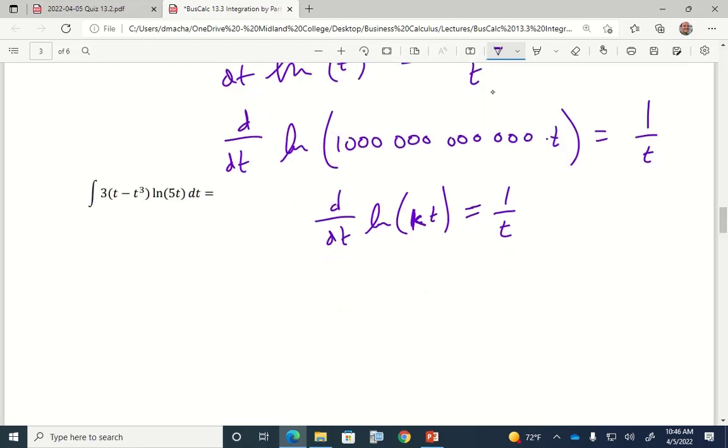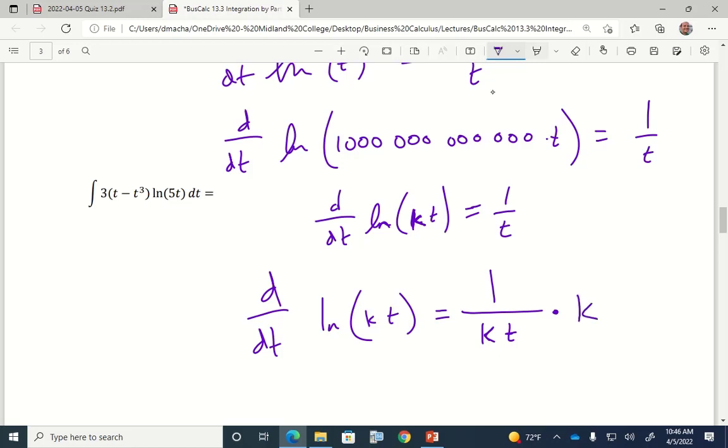Again, the reason this works is the chain rule. If I'm taking the derivative of natural log of some number k times t, the derivative of natural log is 1 over whatever goes inside the natural log, so it should be 1 over kt. But then the chain rule says I have to multiply by the derivative of my inside function. If my inside function is kt, then that derivative must be k. Then I have a k in the numerator and a k in the denominator, so the k's cancel, and my derivative is always 1 over t.